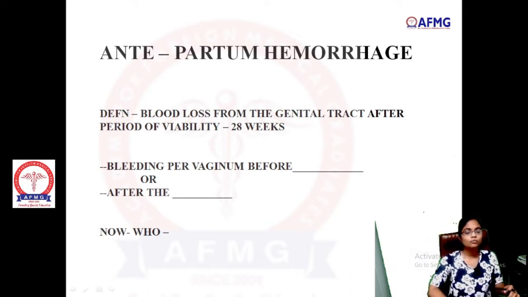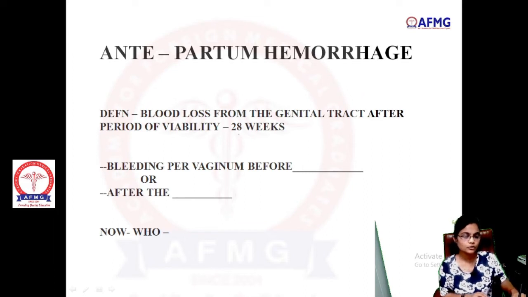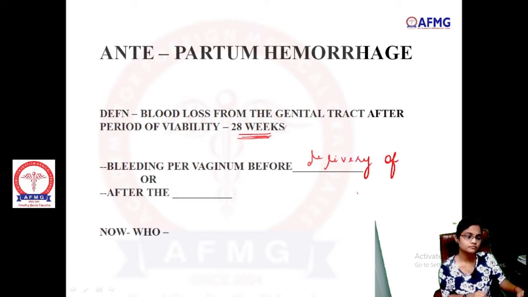Blood loss from the genital tract after a period of viability of 28 weeks. So this is very important. If a patient is pregnant and after 28 weeks she has a complaint of bleeding, then it comes under antepartum hemorrhage. So please remember, bleeding per vaginum before delivery of the fetus, or you can say after the age of viability.